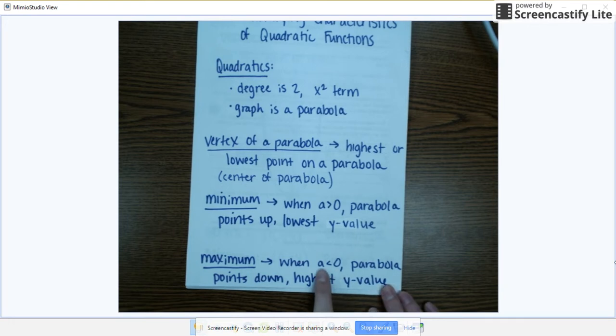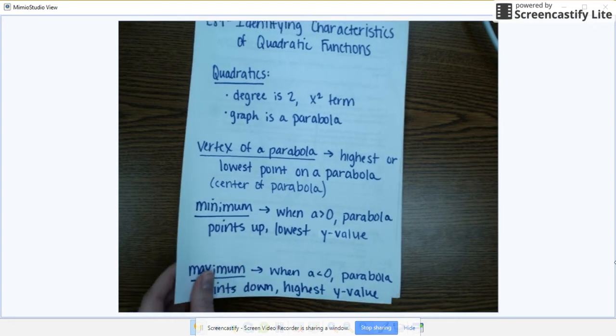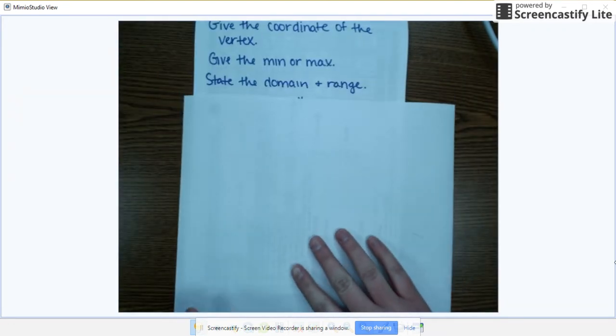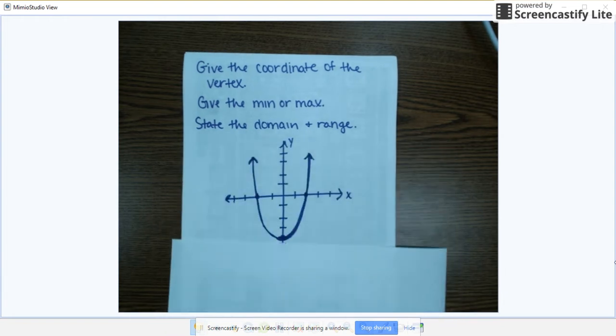Recall from the other day, our parabola opens down if our a value is less than 0. So that maximum then would be the highest y value on our graph. So I have a couple of directions for us to do for this next example. We're going to give the coordinate of our vertex. We're going to state whether it's a minimum or a maximum, and then we're going to review domain and range also. So here's our graph.